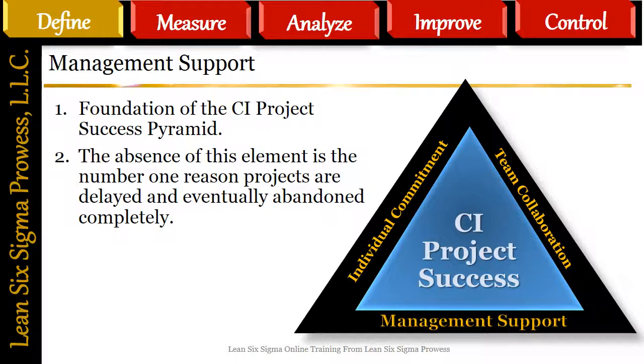Therefore, if a continuous improvement project does not address a key priority for the company, management will direct the individuals of your team in other directions more advantageous for the company. In the 17 years that I have been working with Lean Six Sigma/continuous improvement projects, this is the number one reason projects are delayed and eventually abandoned completely.